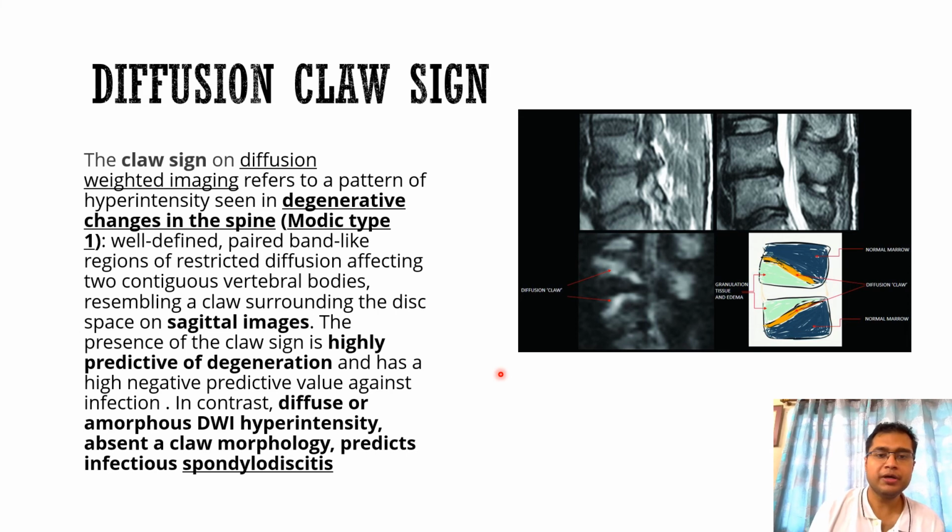So this patient particularly didn't have any fever or any history of infections in the past, and he had just a low back ache, and along with the disc bulge and diffusion claw sign, it was suggestive of type 1 Modic change.